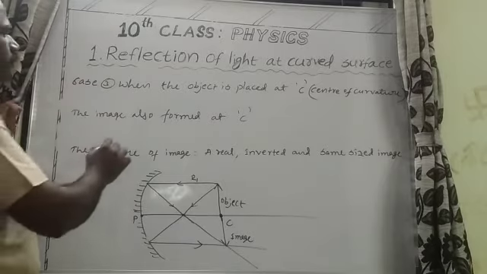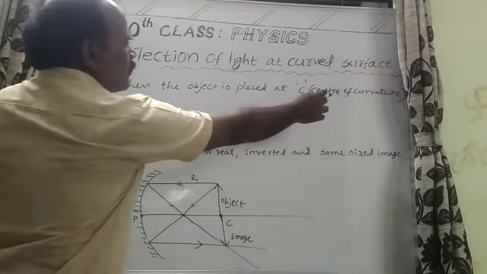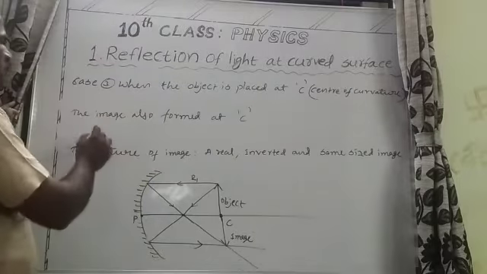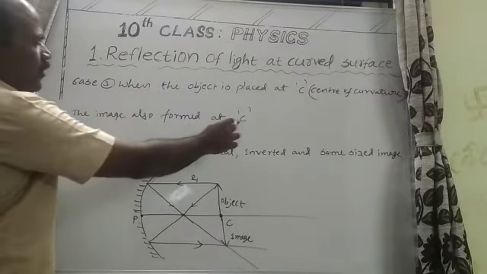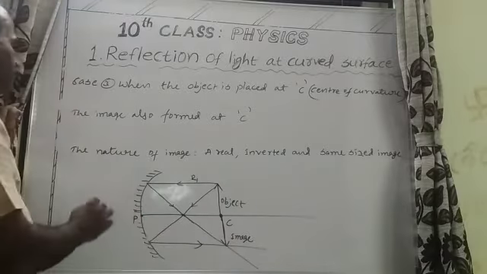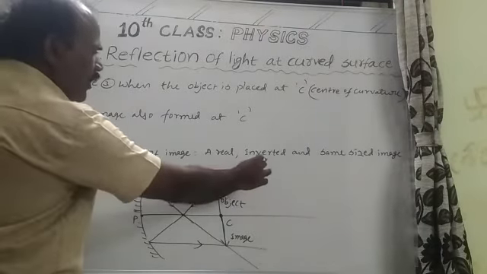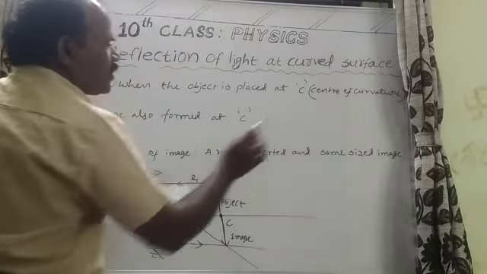Case 3, when the object is placed at the center of curvature, the image is also formed at C. The nature of the image is real, inverted and same sized.